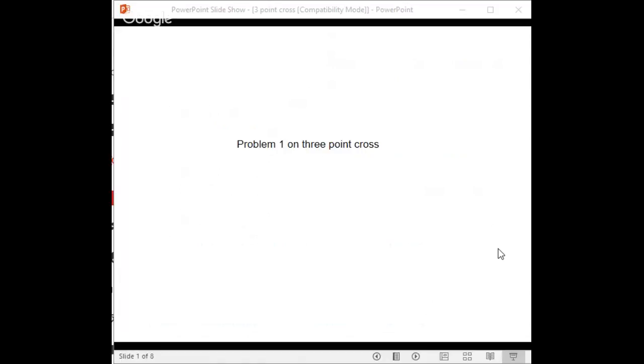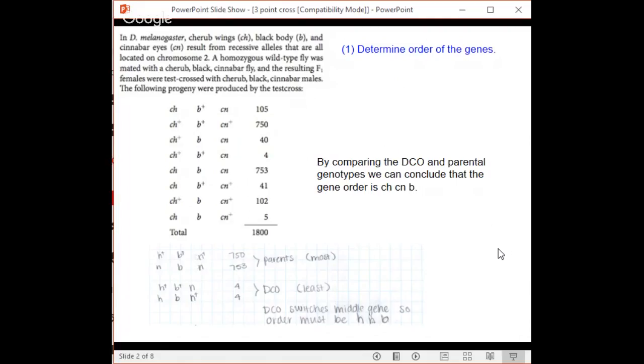All right, so we're given two problems on 3-point crosses. Our first one, we're given this set of data, and we're told all of the dominant genes here in the paragraph that we're given, and we're given all of the numbers of the progeny. So first we need to determine the order of the genes.